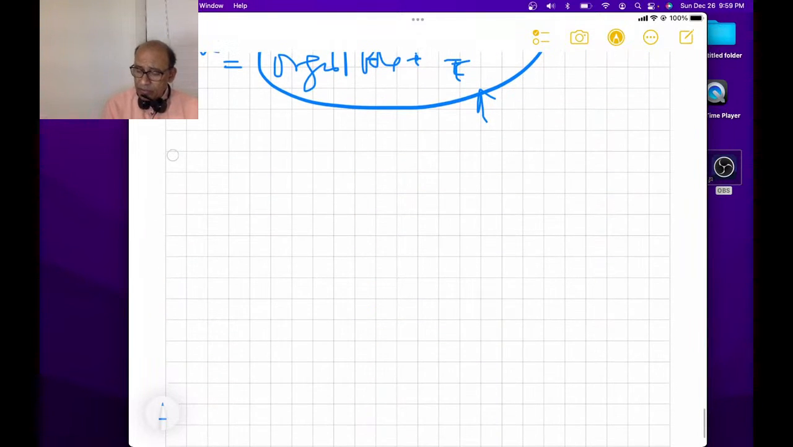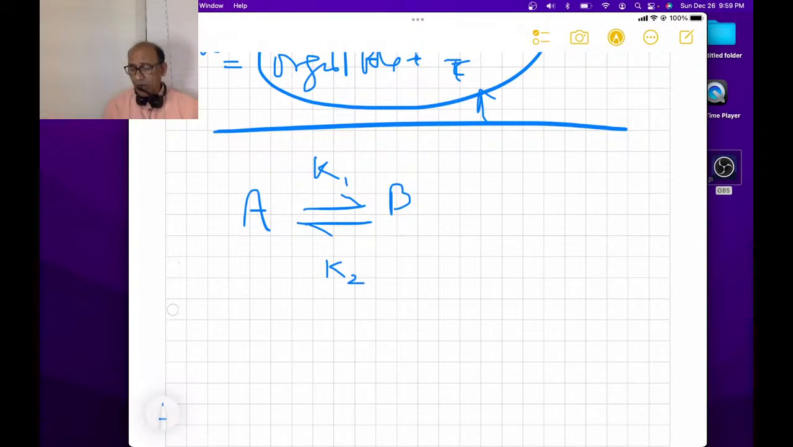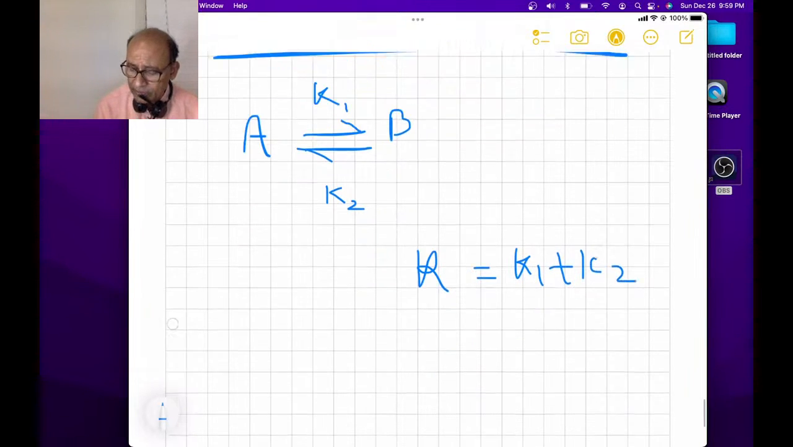Now you get a doubt, sir, I have a reaction, A gives rise to B, but B gives rise to A, there is an equilibrium situation. The rate constant for A to B is K1, for B to A is K2. So what is the overall rate constant in this case? If we have two rate constants for opposing reactions at equilibrium, overall rate constant is K1 plus K2.